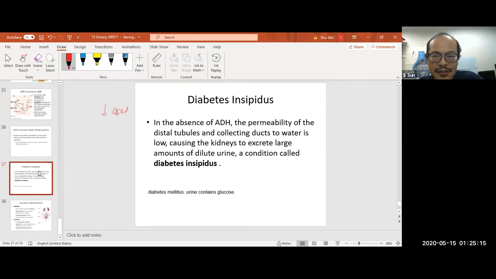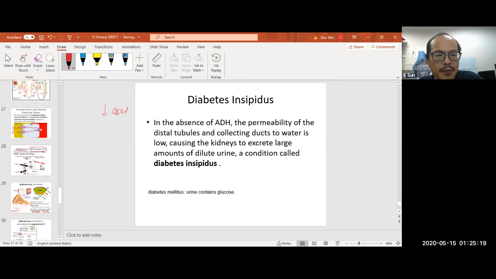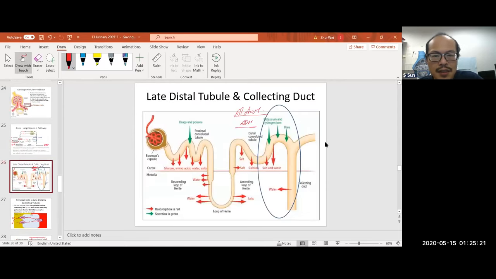So, any questions? In very quick summary about this region, the collecting tubule, collecting ducts, there are only two stories. One is the aldosterone story. The other one is ADH. Two things you need to know: their location, where they are secreted, and their function. Aldosterone's function is sodium reabsorption, potassium secretion. ADH's function is water reabsorption.